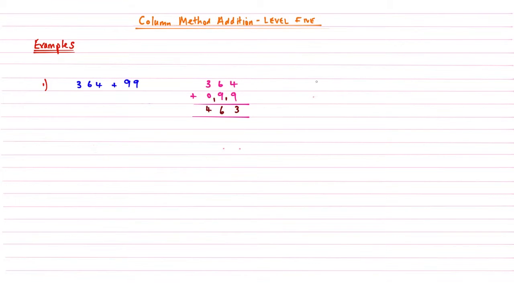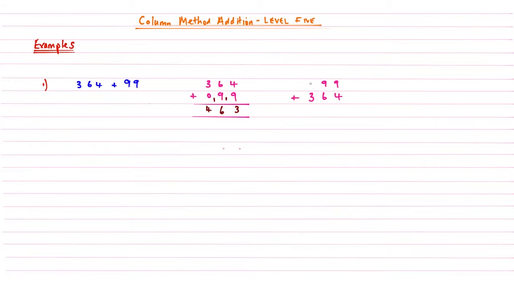Now, there is actually another way that we can approach this, and this is down to the fact that column method addition is really, really flexible. The question itself has been written with the largest number first, 364 add 99. But we don't actually have to write the biggest number first. We can write the smallest number first. So let's go ahead and see how that works. We'll write a 99, and then we'll write the 364 underneath.